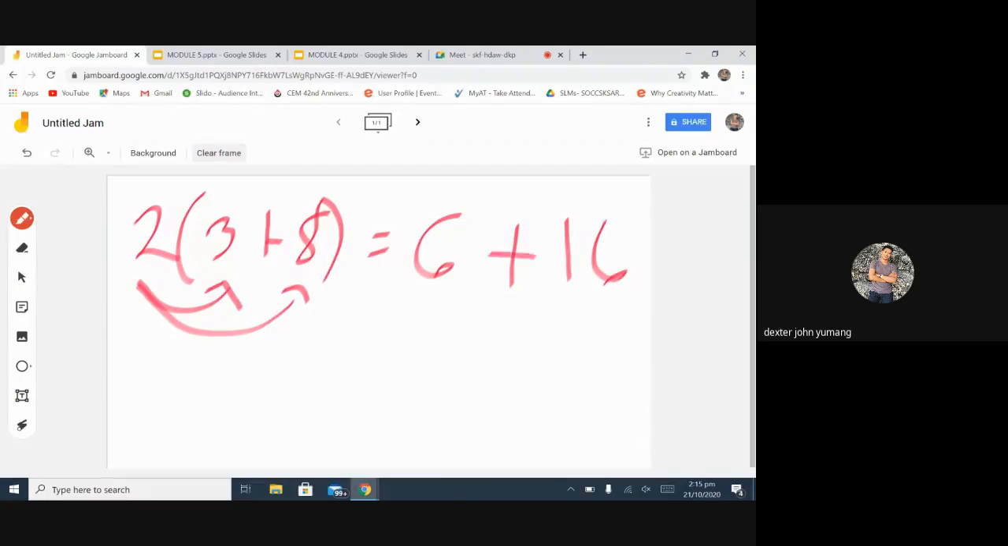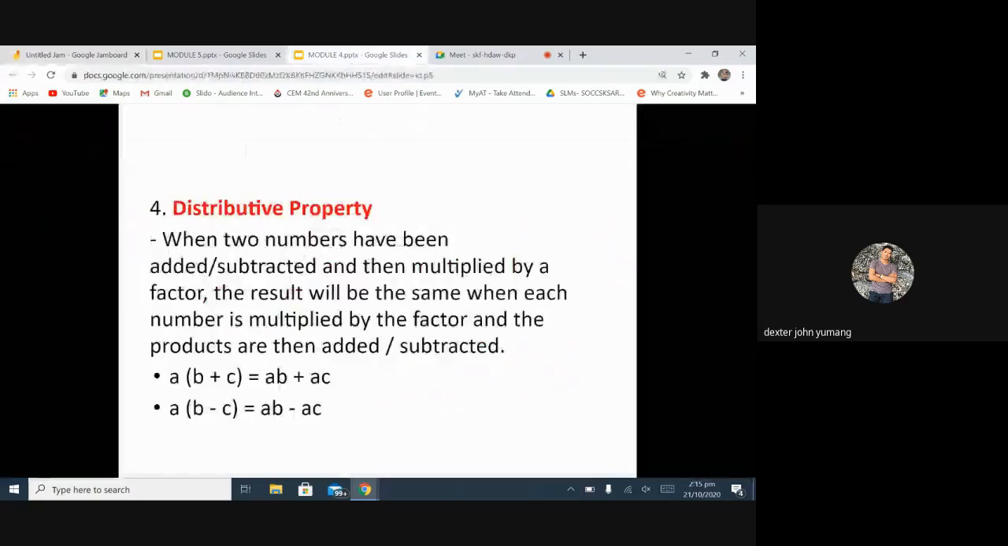Yan po. So, 6 plus 16 magiging 22. Yan na po yung sagot. And that is what you call distributive property. Gidistribute daw siya. Okay, let's continue.